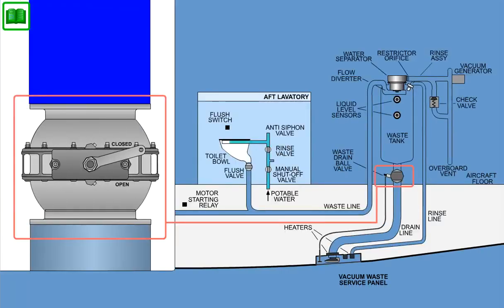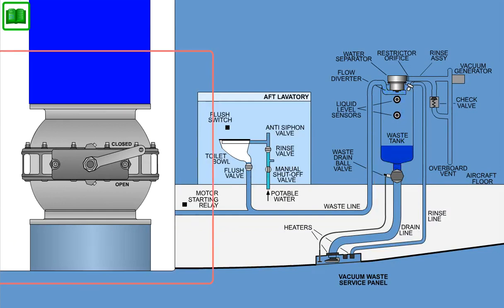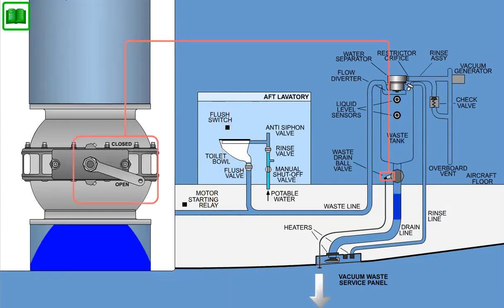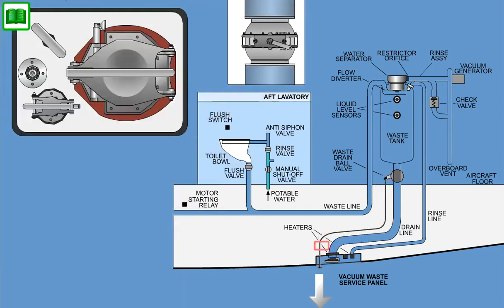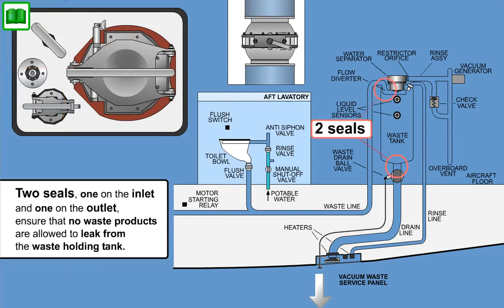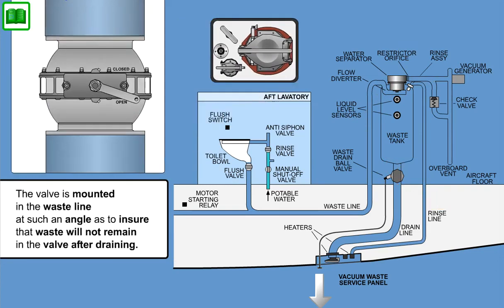The waste drain ball valve is installed underneath the waste holding tank. The valve can be mechanically opened by a lever, which is connected to the service panel handle by a cable. 2 seals, one on the inlet and one on the outlet, ensure that no waste products are allowed to leak from the waste holding tank. The valve is mounted in the waste line at such an angle as to ensure that waste will not remain in the valve after draining. Pushing the handle on the service panel back in will close the valve again.